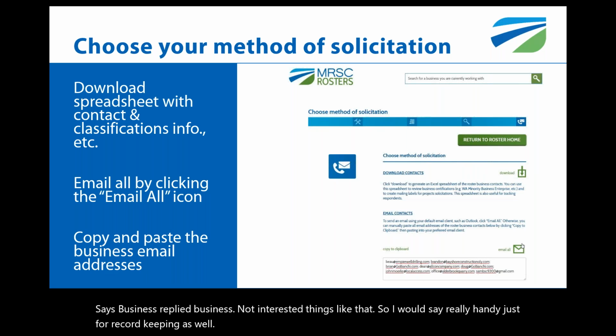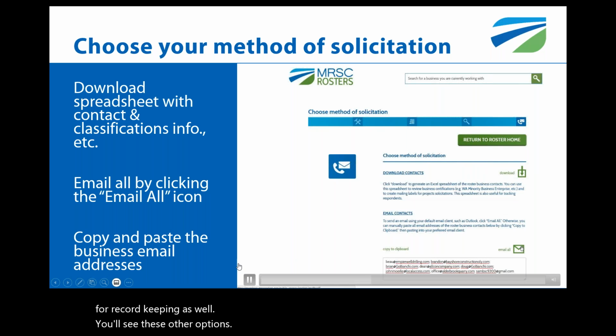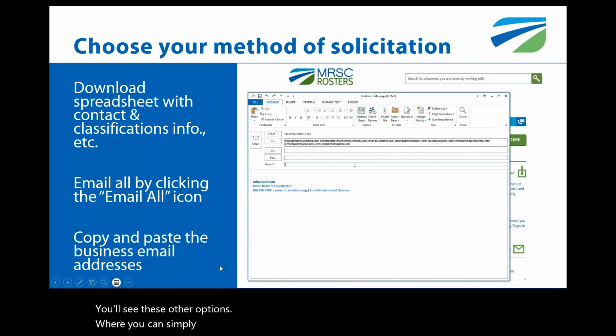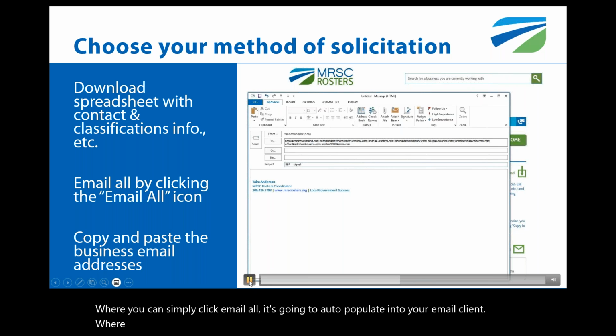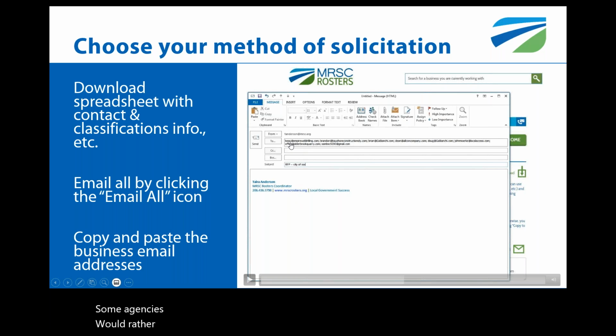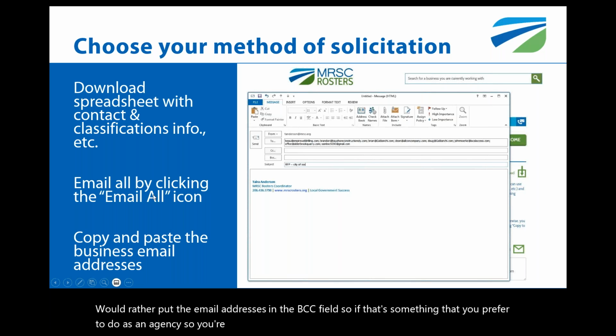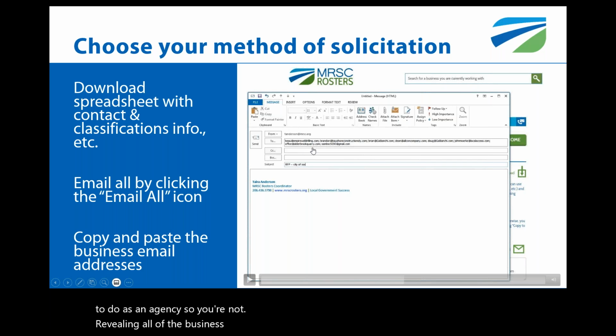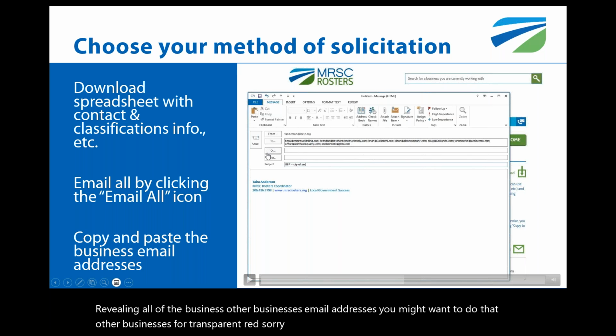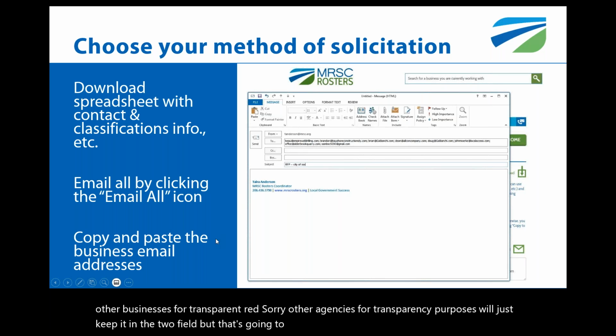You'll see these other options where you can simply click email all. It's going to auto-populate into your email client where you'll be able to email all businesses. Some agencies would rather put the email addresses in the BCC field, so you're not revealing all of the other businesses' email addresses. Other agencies, for transparency purposes, will just keep it in the To field, but that's going to be your determination.